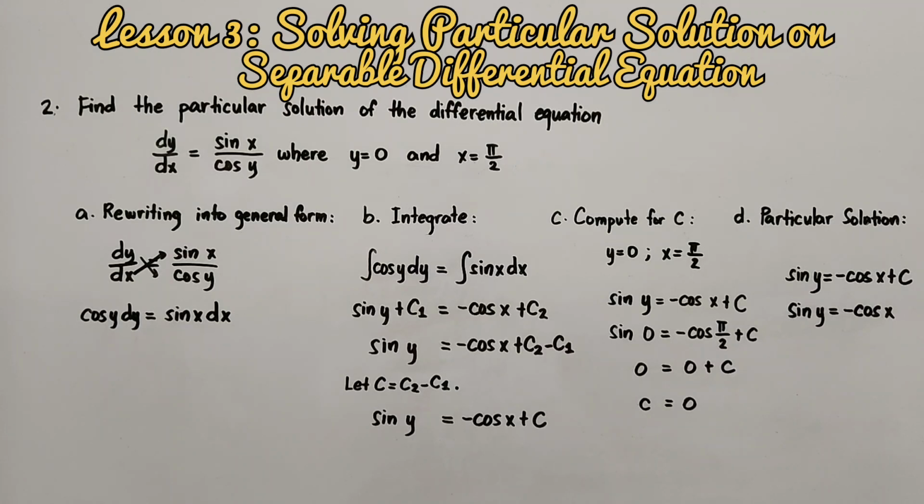Additive inverse of c sub 1, so we have sin y equals negative cos x plus c sub 2 minus c sub 1. And we will let c equal c sub 2 minus c sub 1. So the general solution is sin y equals negative cos x plus c. Since y is 0 and x is pi over 2, by substitution, the value of c is 0. Therefore, the particular solution of this differential equation is sin y equals negative cos x.